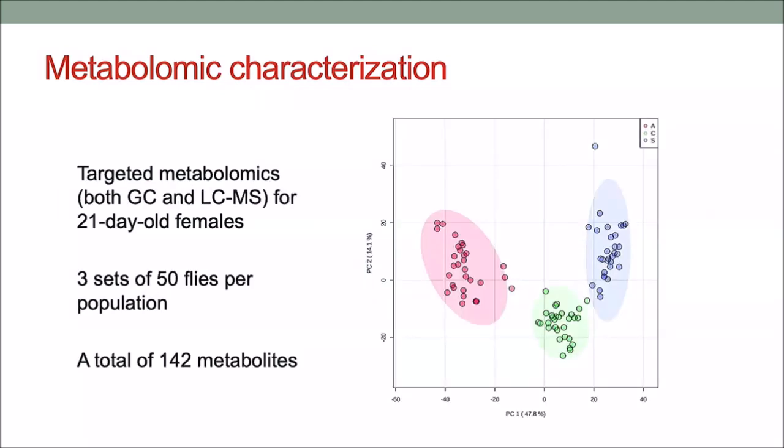So for each replicate population, we did 3 sets of 50 flies because we wanted to see how reproducible these results were. It turns out they were very consistent across this sampling, so at least at this scale, you're getting pretty reliable measurements. In this particular panel, we had 142 metabolites. And based on this PCA, you can see that the different metabolomic profiles cluster very distinctly. So this metabolome is capturing some signature of what is different between these populations.